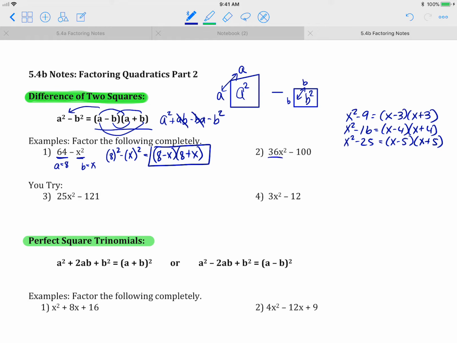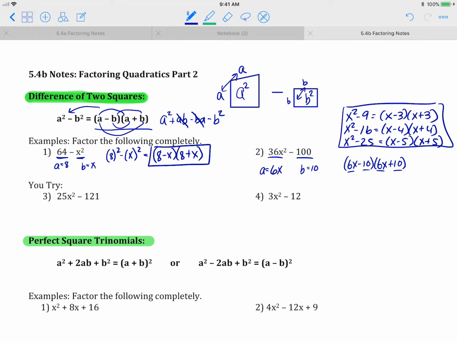So let's look at our next one. When they're not so straightforward, I ask myself, what can I square to get 36? Well, I can square 6. And I want 36x squared, so I need an x there. What can I square and get 100? I could square 10 and get 100. So filling them in, I've got 6x minus 10 and 6x plus 10. Now, if you're looking at that, you might say, wait a second, I've got 6x, 10, 6x, 10. Those are all divisible by 2. Well, you would be exactly right.